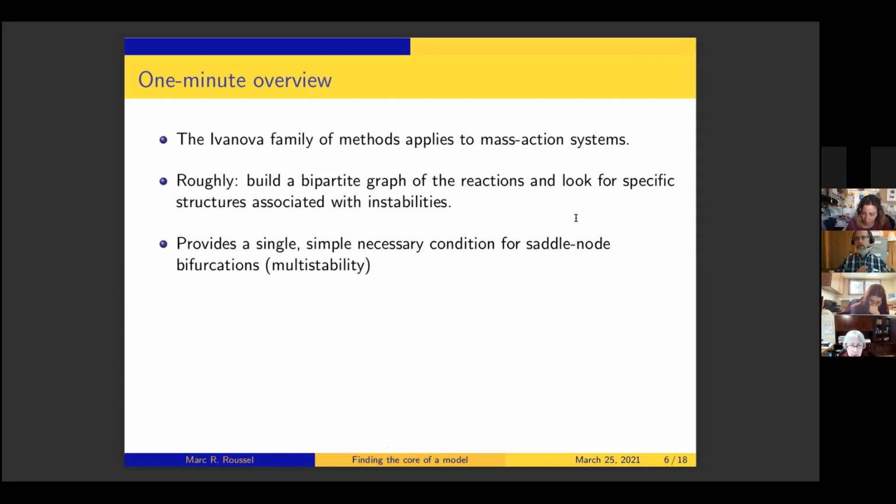And for those of you who are maybe not so much in the bifurcation theory area and nonlinear dynamics, a saddle node bifurcation is what you need to get multi-stability. So if you're going to have two or more steady states, except for some oddball systems, generally speaking, you'll have a saddle node bifurcation that creates the extra steady states. We also get a very simple condition for Turing bifurcations. So it's pretty easy to tell using these methods if a Turing bifurcation is a possibility.